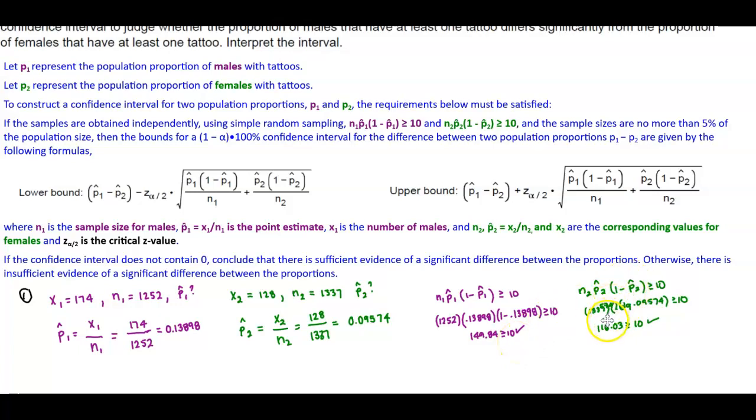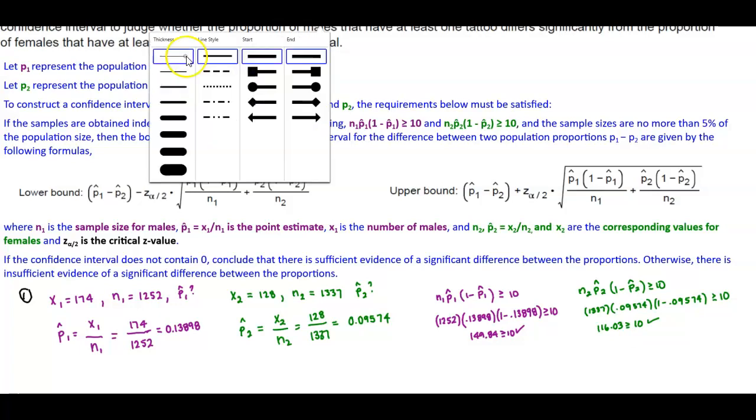And likewise over here, we're going to take the sample size, and let me go ahead and rewrite this here so we have this in a nice way. We have the sample size of 1337 times 0.09574 times 1 minus 0.09574. We want to make sure that's greater than or equal to 10. And so we get 116.03, which is greater than or equal to 10.